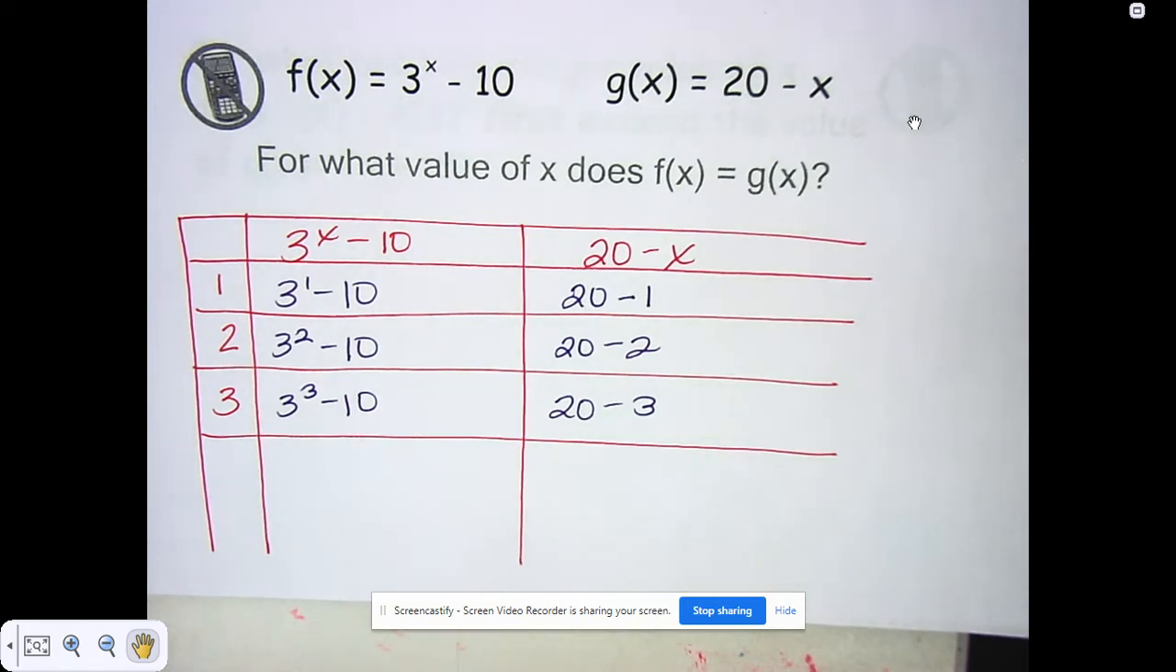And y'all, these are calculator inactive. So the number that you get is not going to be some outlandishly large number. It's not going to be like 3,000. If they're asking you to do a table like this, it's only going to be something pretty simple, pretty small. And then we're going to evaluate.